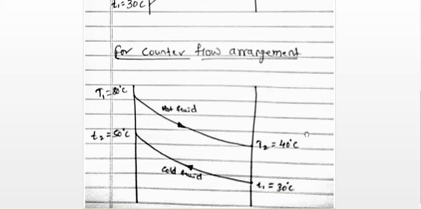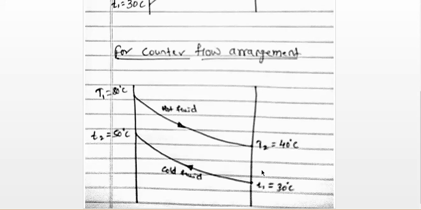Now we will check this part. Okay, so for the counterflow heat exchanger, the inlet temperature of the hot fluid is again 80 degrees Celsius, and the exit temperature of the hot fluid, T2, is 40 degrees Celsius. The inlet temperature of the cold fluid is 30 degrees Celsius, and the exit temperature of the cold fluid is 50 degrees Celsius.